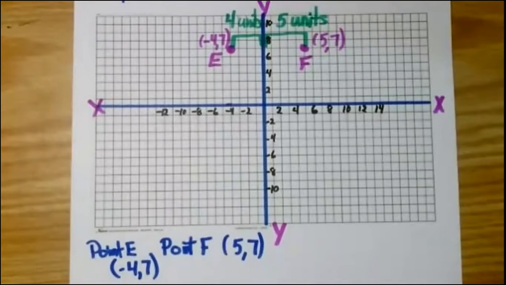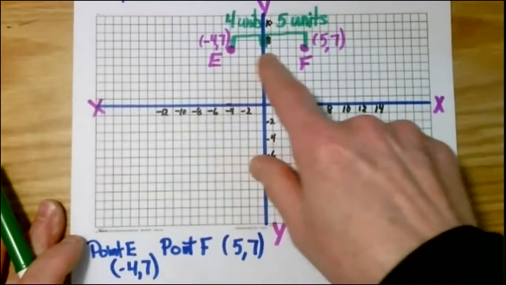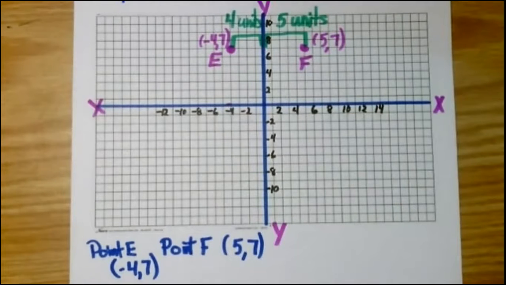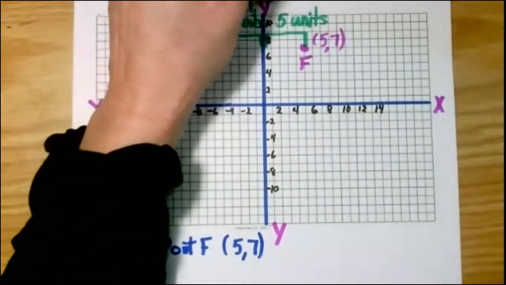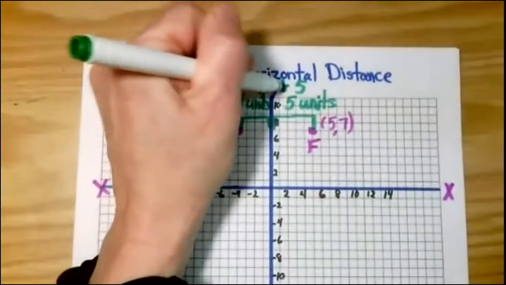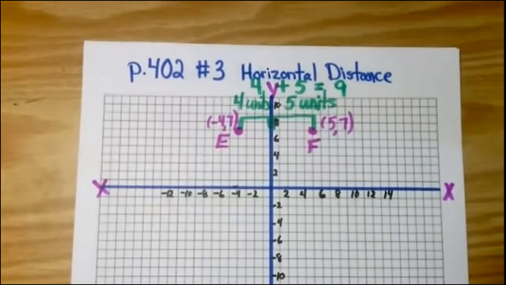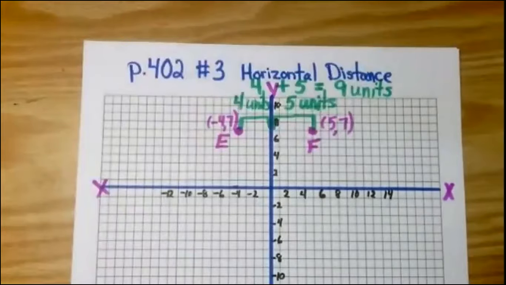So how can we figure out how many units E is from F? What is this whole distance? What do you think we would have to do to figure that out? Exactly. We would have to add 4 plus 5. 4 plus 5 equals 9. So it's a total of 9 units apart, or a distance of 9 units. That's how we would find horizontal distance.